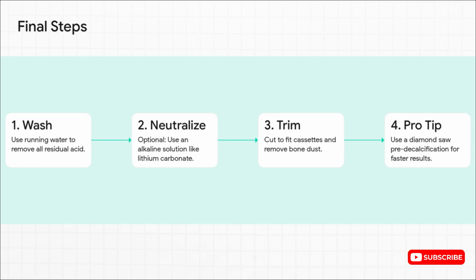This is also the perfect time to do your final trimming to get the specimen to the right size for the cassette. And here's a pro tip. For really large bones, using a diamond saw to cut them into thinner slabs before you even start the process can save you a huge amount of time, just because the acid has less tissue to penetrate.